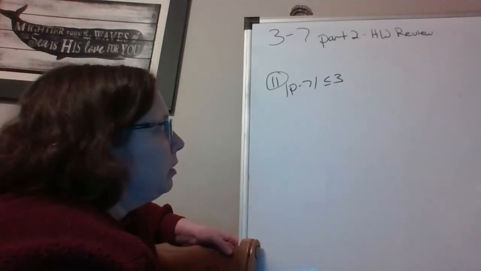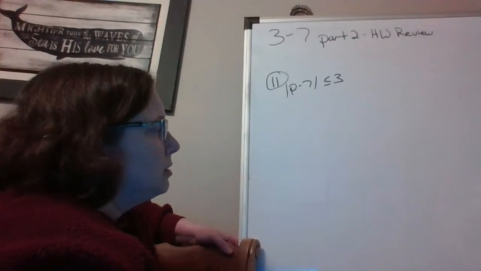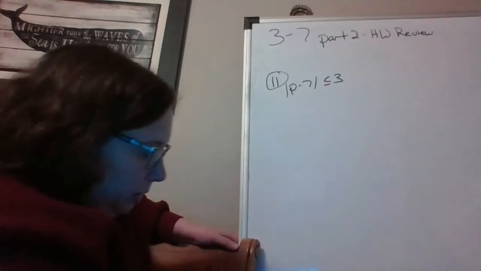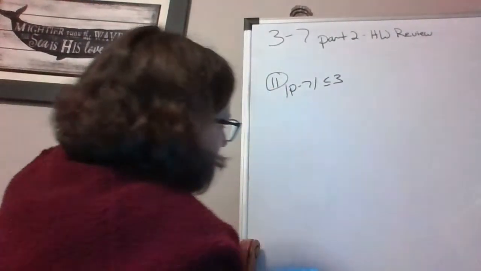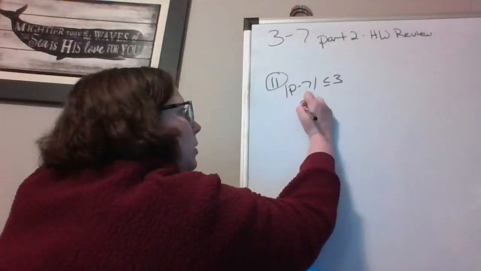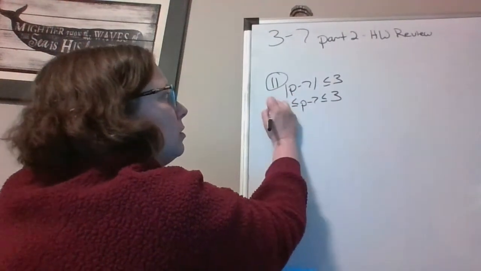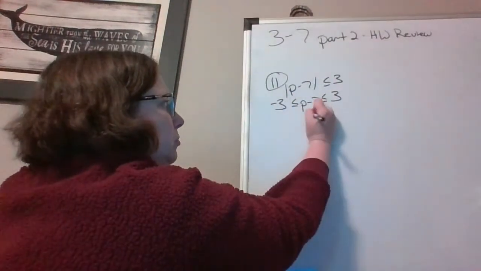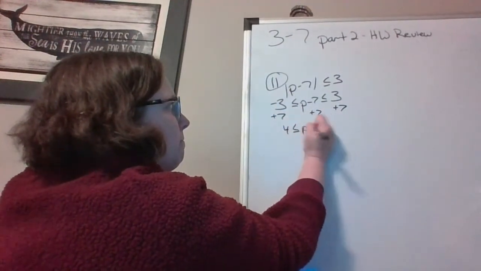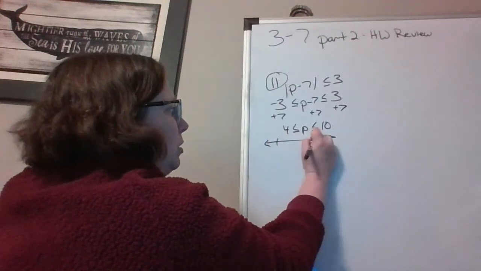This is number 11. With number 11, we have the absolute value of p minus 7 is less than or equal to 3. So with a less than or equal to, we know this is going to be an and. So we can set up our solution like this. We're going to add 7 everywhere. We get that for our solution.